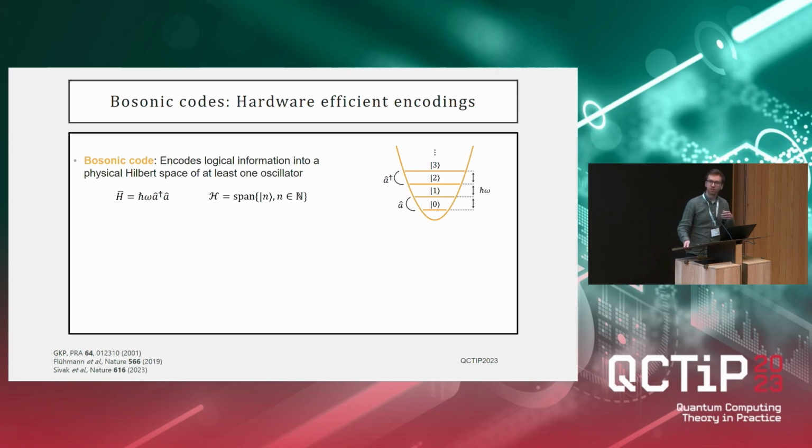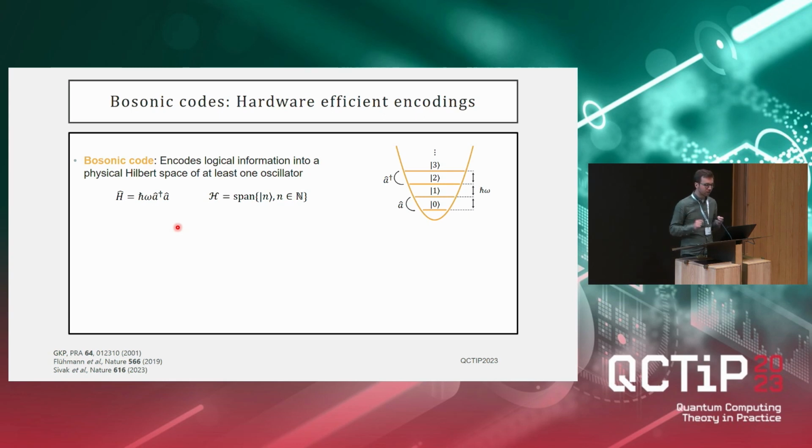Bosonic codes encode logical information into the physical Hilbert space of a harmonic oscillator. This is in quantum information language, or LC circuits. The harmonic oscillator really looks very simple. Everybody has probably seen it in their quantum mechanics course in the bachelor. And the Hilbert space is just this infinite dimensional Fock space. So it's much better than a qubit because we have infinitely more levels.